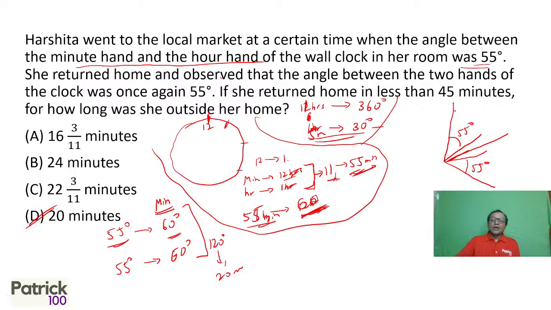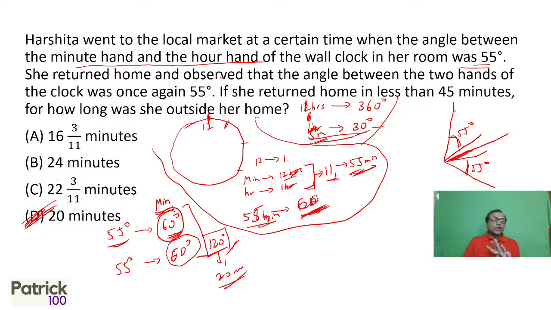I'll repeat this again. When the relative angle between them has moved 55 degree, the minute hand will move 60 degree. The relative angle traveled by them is 55 degree, so the actual angle traveled by the minute hand is 60 degree. Same way, when the angle again becomes 55 degree, the actual angle traveled by the minute hand is 60 degree. So total the minute hand has moved 120 degree. 30 degree is 5 minutes, so 120 degree will be 20 minutes. B option is the answer.